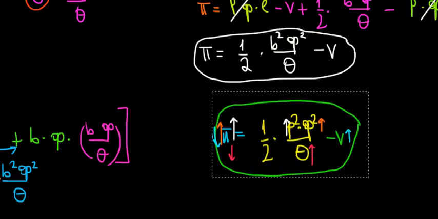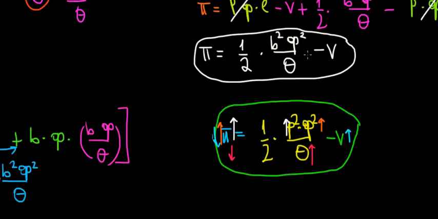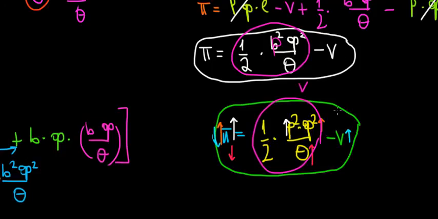So what do we see? We have the same terms. We have 1/2 times this thing, B squared theta squared over theta. Here we have 1/2 P squared theta squared over theta, but again B and P are the same, right? We could write it as P squared theta squared over theta. So this term is the same, and then minus V, minus V.